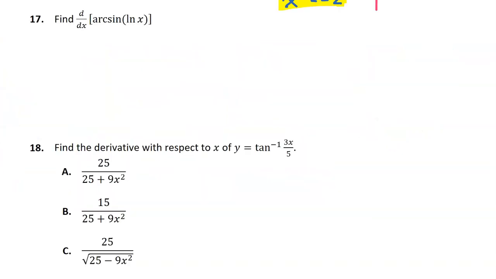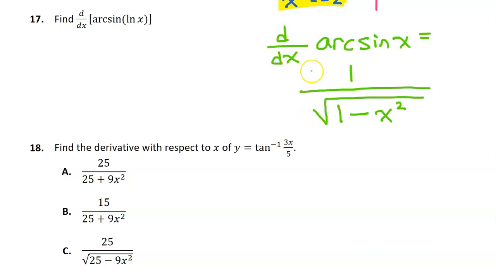Number 17. Find the derivative of arcsine of natural log x. First of all, let me remind you of this formula that we simply have to memorize. The derivative of arcsine is 1 over the square root of 1 minus x squared. And don't forget that arcsine is the same as inverse sine. Be emotionally prepared to use the chain rule since we have a function inside of the function. But let's start by taking the derivative of the outer function, which is going to be like this.